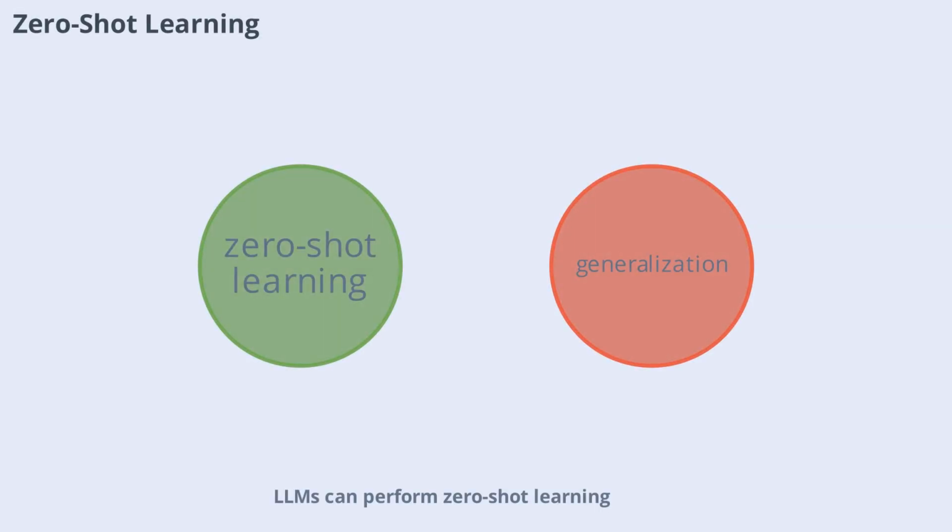LLMs can perform zero-shot learning, meaning they can handle tasks they weren't explicitly trained for. Thanks to rich embeddings, the model can generalize from its training data to new situations, making it highly adaptable.